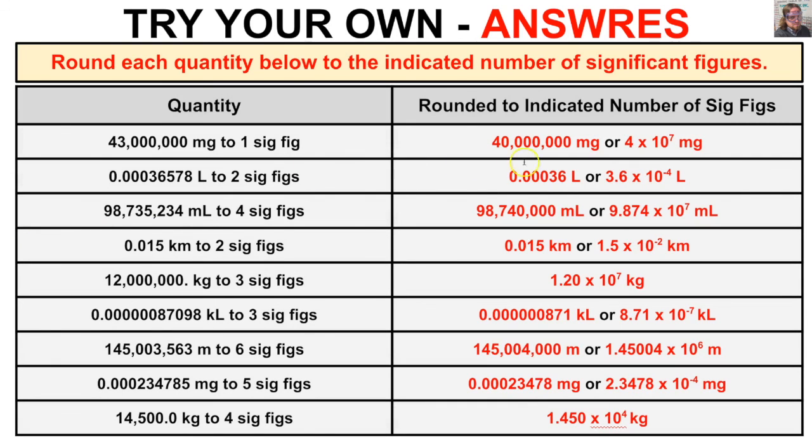So how did you do? Did you get them all correct? If so, then you're pretty good at rounding, and that is how you're going to round in chemistry all year long. So that is rounding in a nutshell, and I really hope you guys found this helpful.